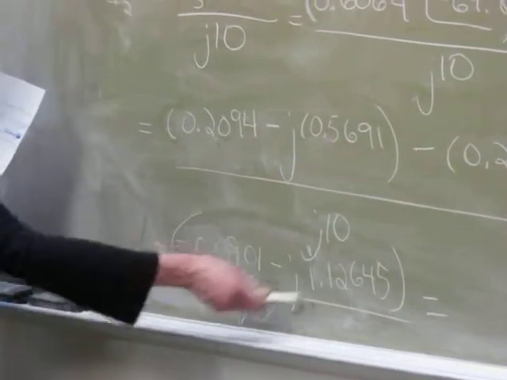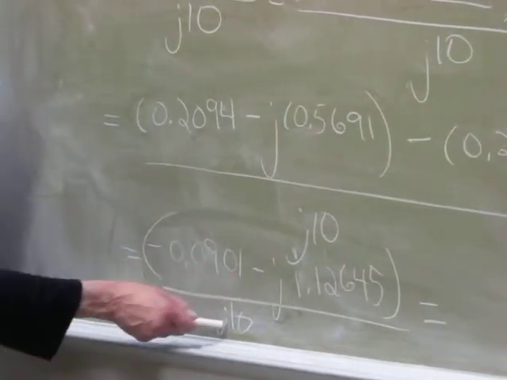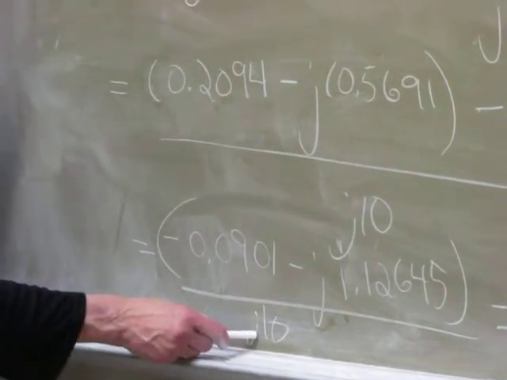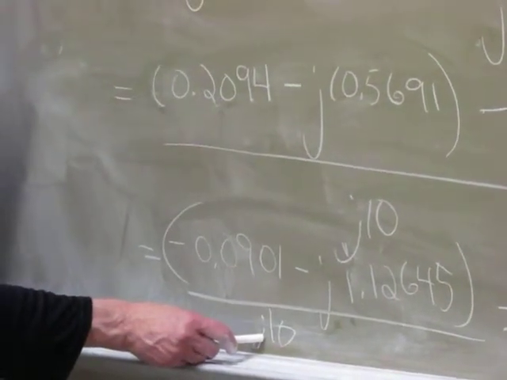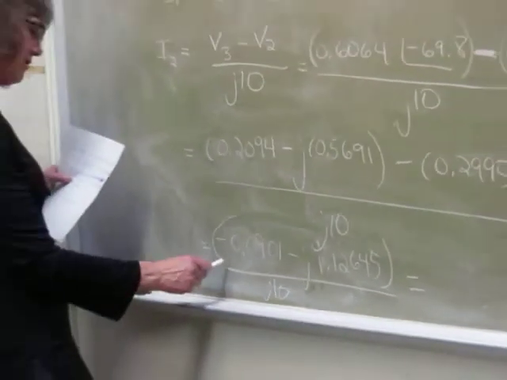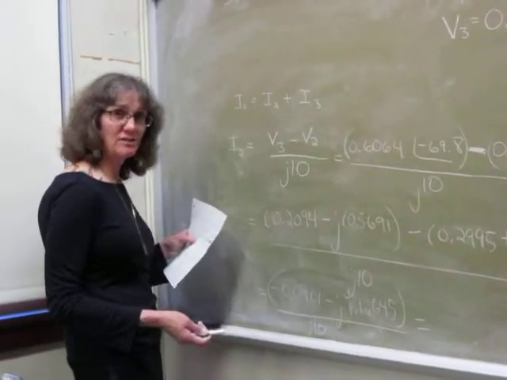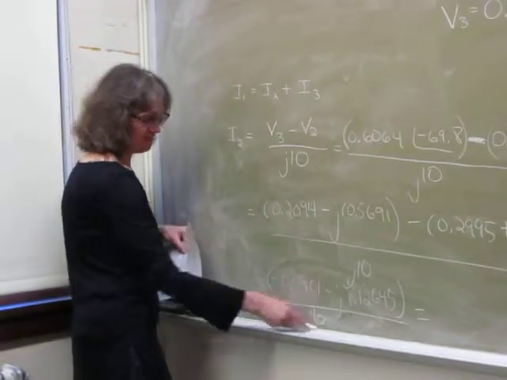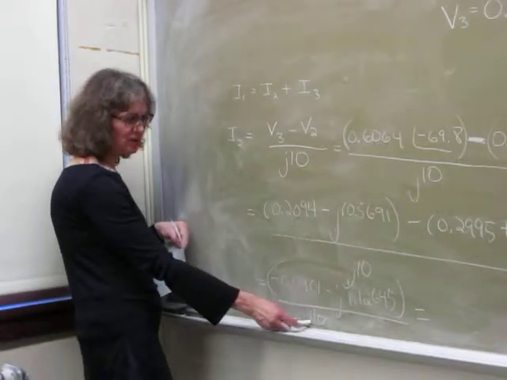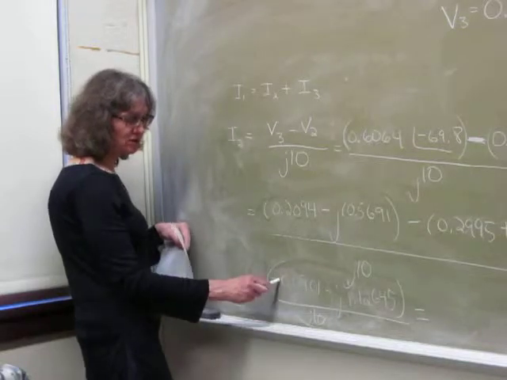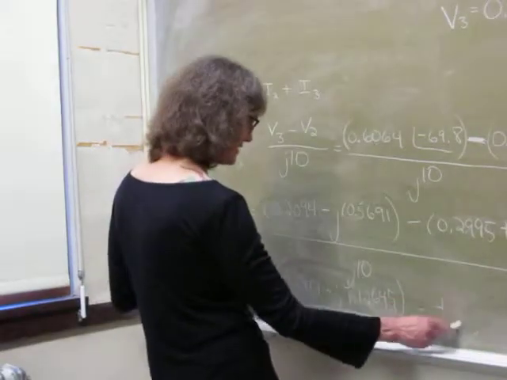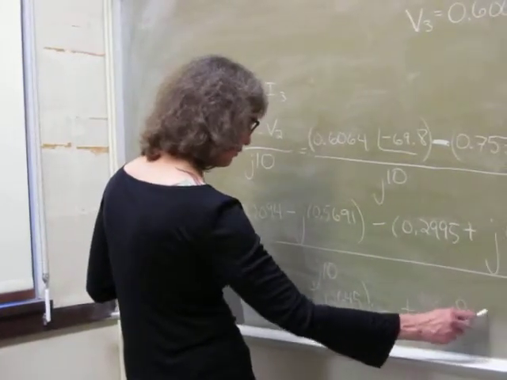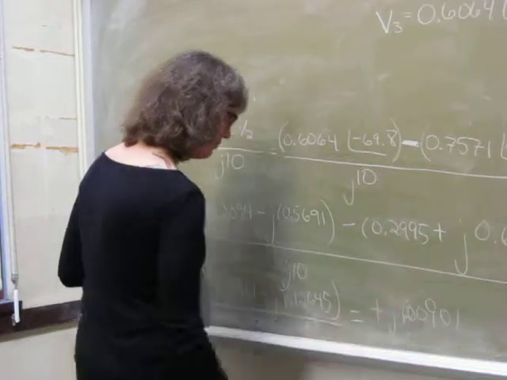And then it's easy enough to divide both of these by 10. When you divide this by j, then this becomes the real term. 1 over j becomes minus j, right? Because if you multiply j over j, then j squared in the denominator becomes minus 1. You get j in the numerator. So you get a plus j, 0.0901, actually. You divide it by 10.